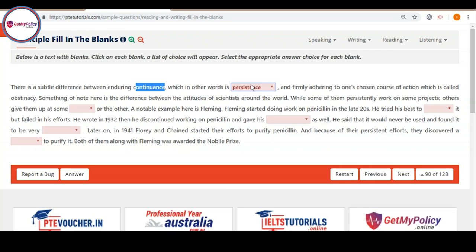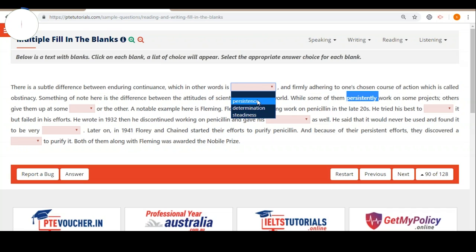Which word I have to select then? Persistence. Another thing, see here, sometimes when you get confused with two words, select any word, read the next line. In the next line, you will get one hint that this word will be there. Now see here, while some of them persistently work, this is what continuous means actually, persistence. Persistently. So it means whatever I have selected here, that is fine.